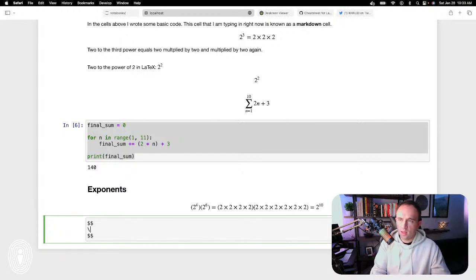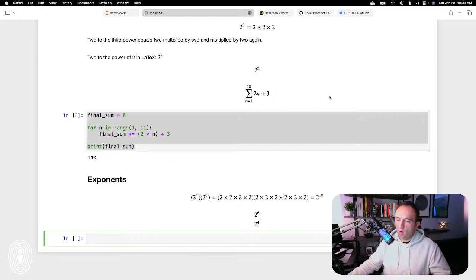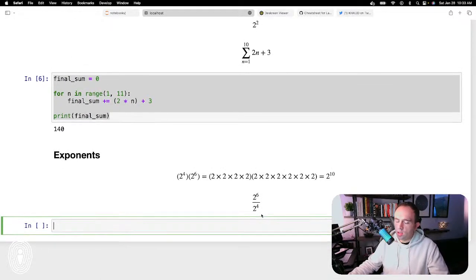So \frac, and in the first parens we have what goes on the top, and the second parens is what goes on the bottom. So we have 2 to the... I have it right down here on my surface. So 2 to the 6th, 2 to the 4th. Let's run that to show. Now we have a LaTeX rendered version of 2 to the 6th over 2 to the 4th, looking very nice there.